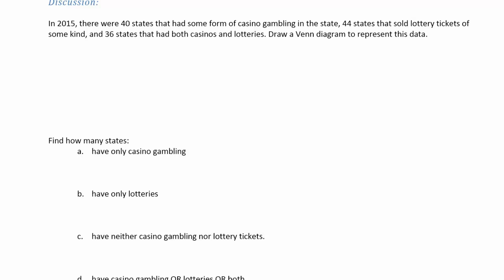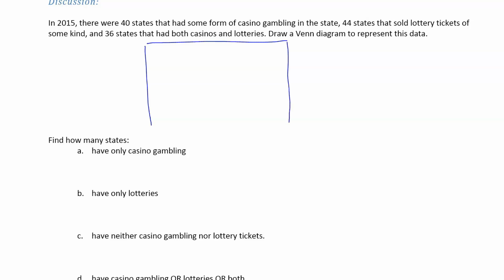In 2015, there were 40 states that had some form of casino gambling in the state. 44 states sold lottery tickets of some kind, and 36 states had both casinos and lotteries. Draw a Venn diagram to represent this data. Remember, we are dealing with counts, not individual elements. Now, usually in class, I have students spend some time trying to figure out where each of these numbers go.